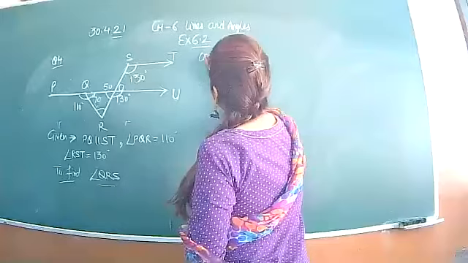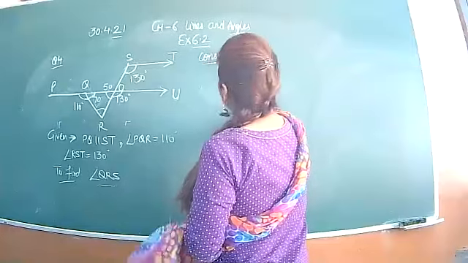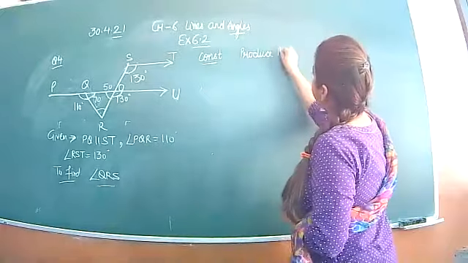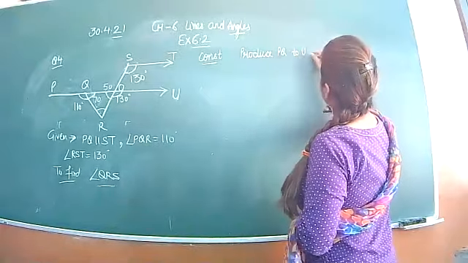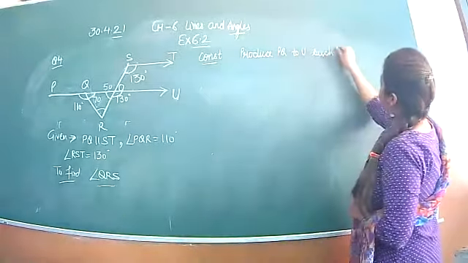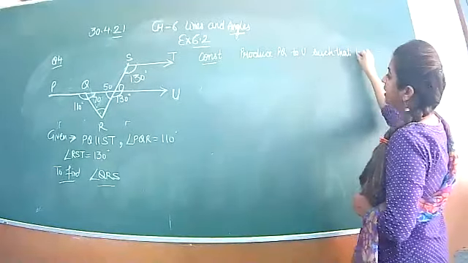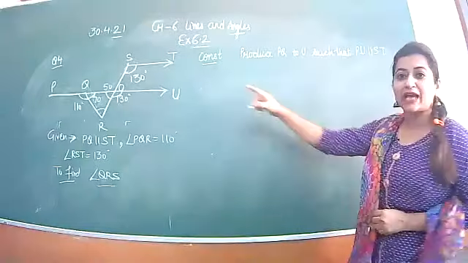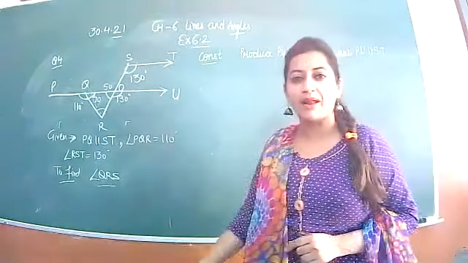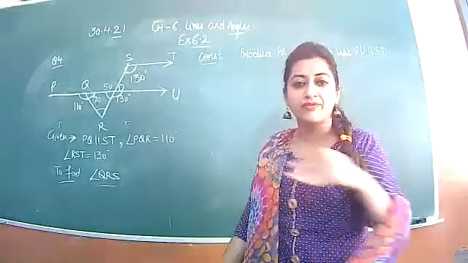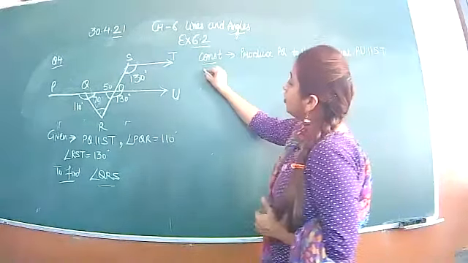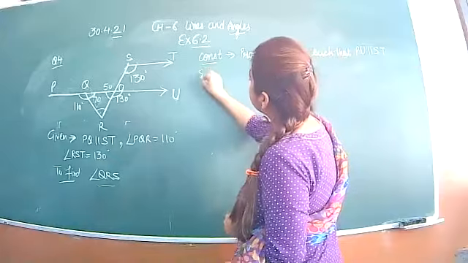So firstly, you will write the construction part. Produce PQ to U such that PU is parallel to ST. Actually, half of the line is already parallel. So when you produce a line, that will be completely parallel to the previous line. So you will start the solution.